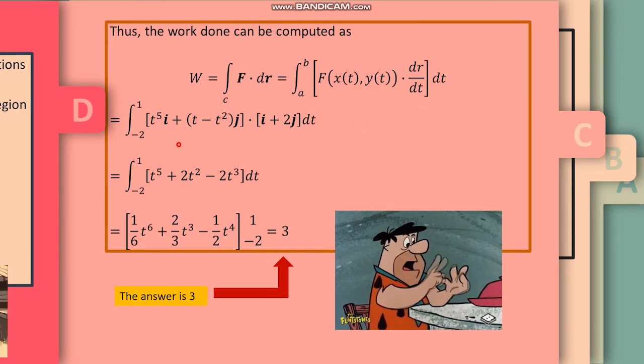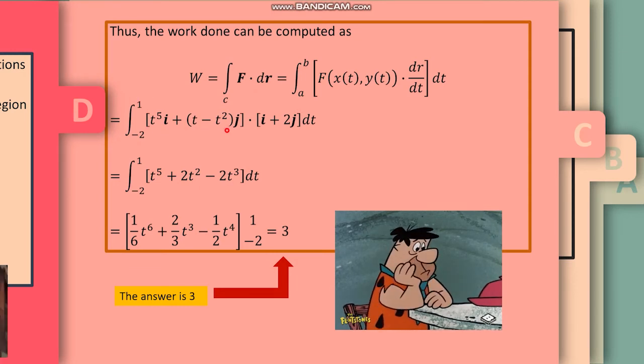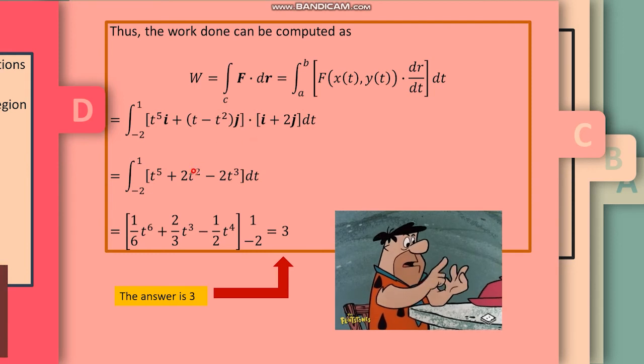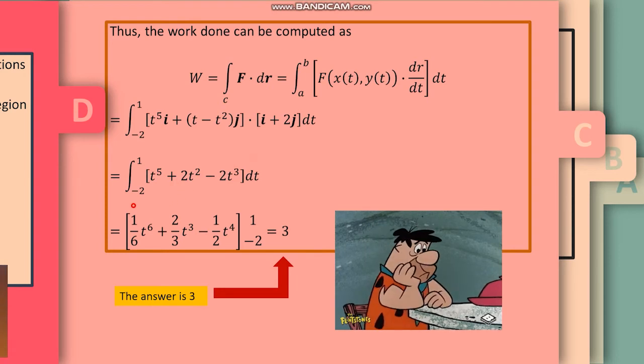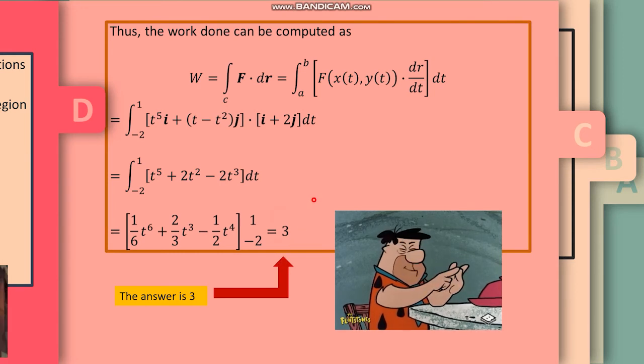From the previous slide, we have known the values of a and b. So the limits are -2 to 1 of (t^5 i plus (t minus t squared) j) dot (i plus 2t j) dt. So we solve this dot operation and we get the integral from -2 to 1 of t^5 plus 2t squared minus 2t^3 dt. Finally we can just substitute the values of -2 and 1 into the new equation and we can solve the question, and we get the answer is 3.